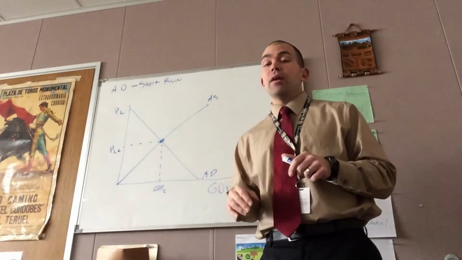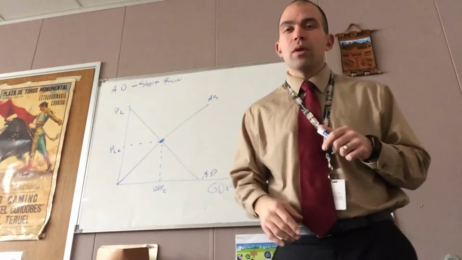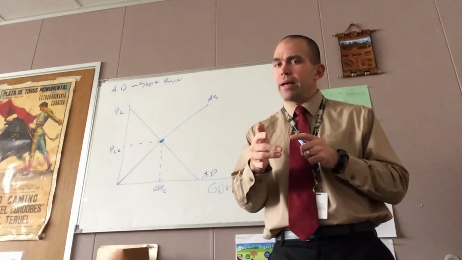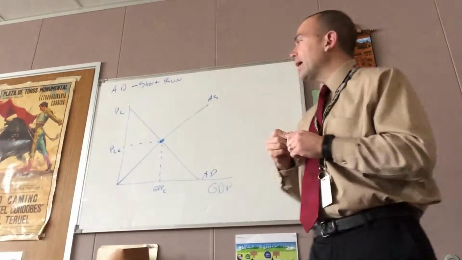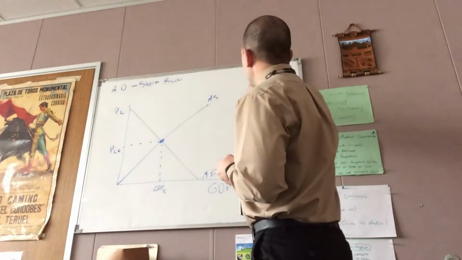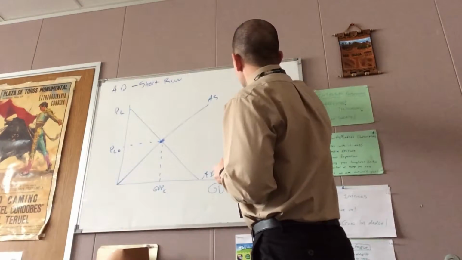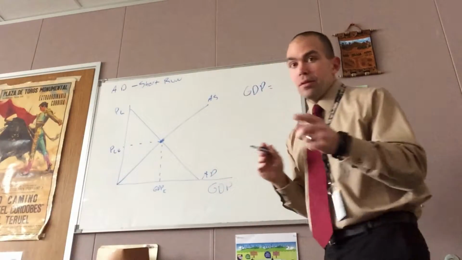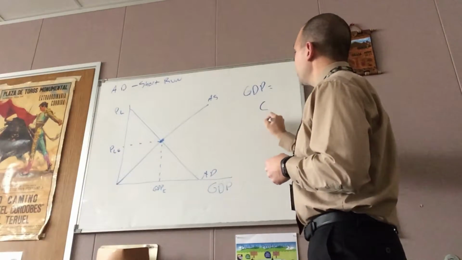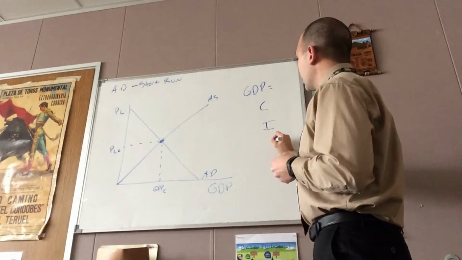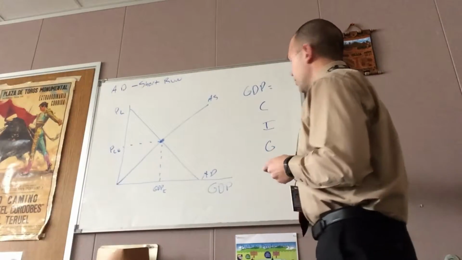Pause the video right now. What is the equation for GDP? Do you got it? Hopefully you got it. Hopefully you got that GDP equals consumption, investment, government spending, and net exports.